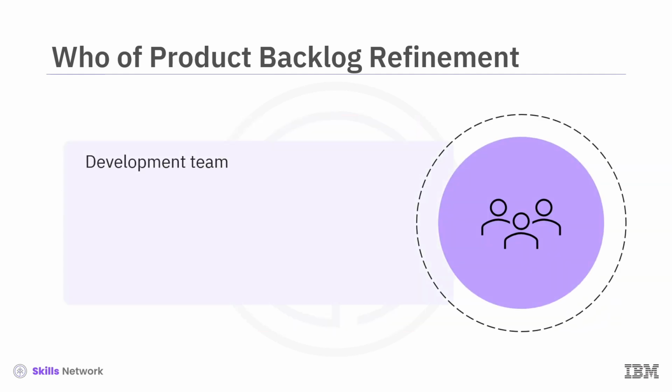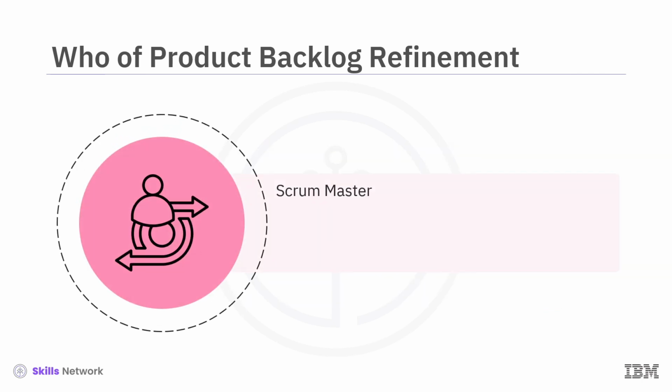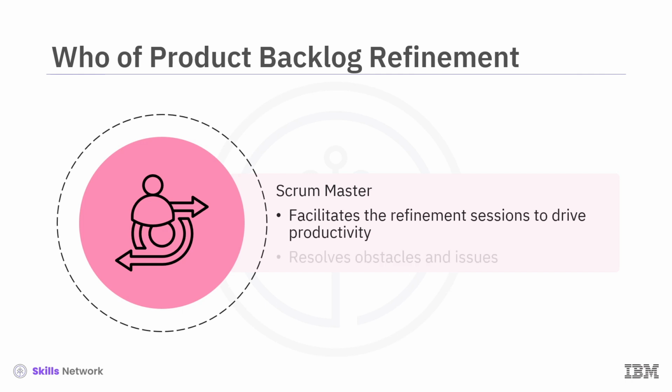The development team provides technical expertise focused on feasibility, technical dependencies, implementation approaches, and estimated effort required. The Scrum Master also facilitates refinement sessions to drive productivity and adherence to Agile principles. They help resolve obstacles and issues that may arise during the product backlog refinement meeting.